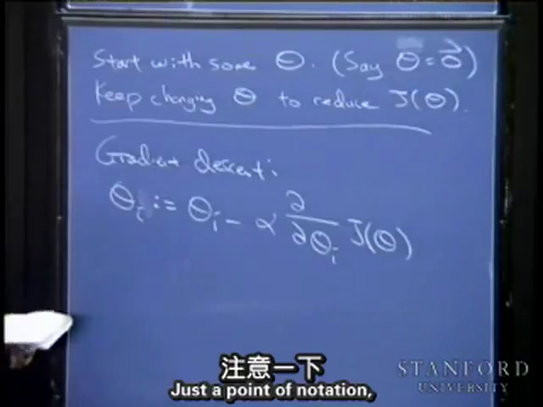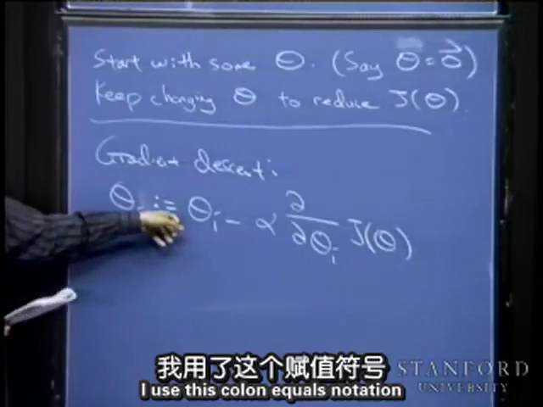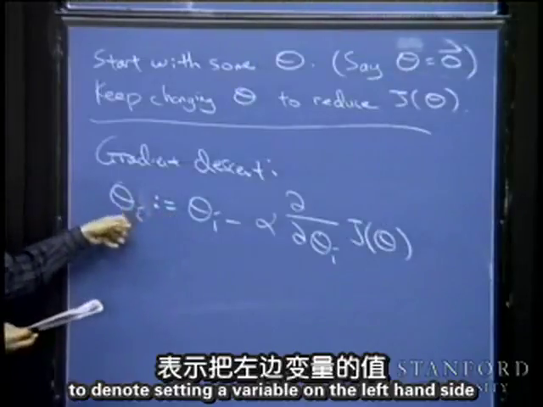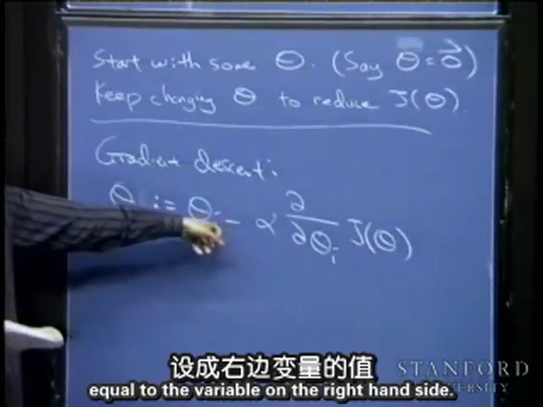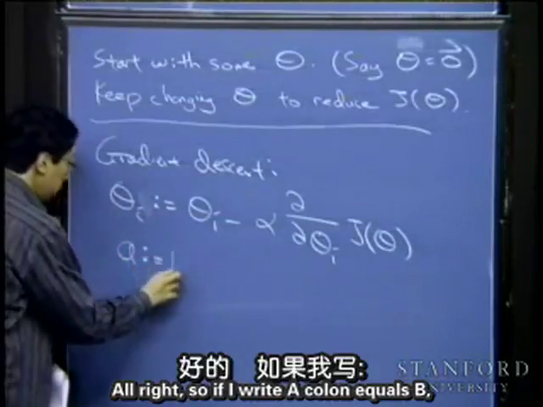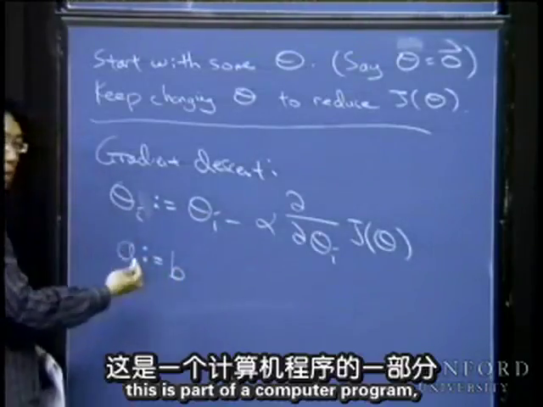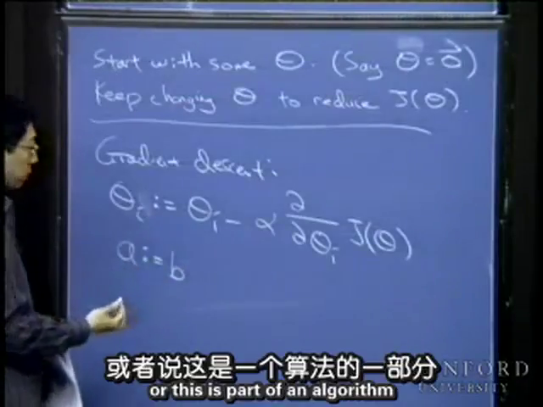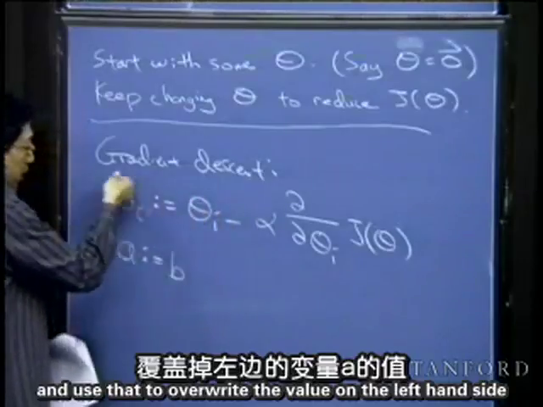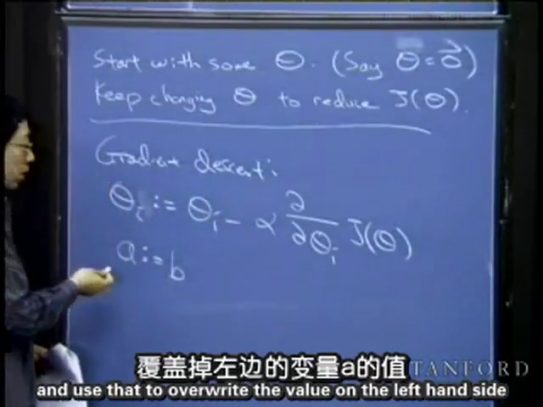Just a point of notation, I use this colon equals notation to denote setting the variable on the left-hand side to be equal to the variable on the right-hand side. So if I write a := b, then what I'm saying is this is part of a computer program, or part of an algorithm, where we take the value of b, the value on the right-hand side, and use that to overwrite the value on the left-hand side.